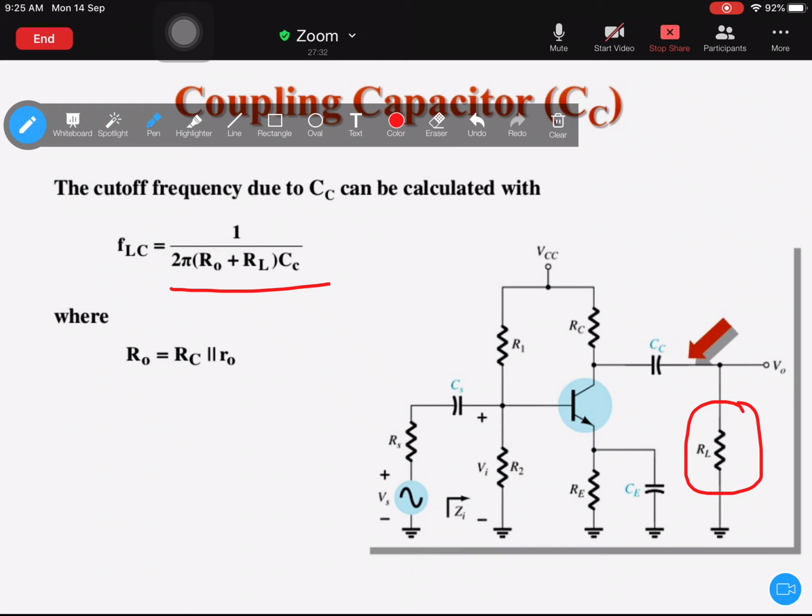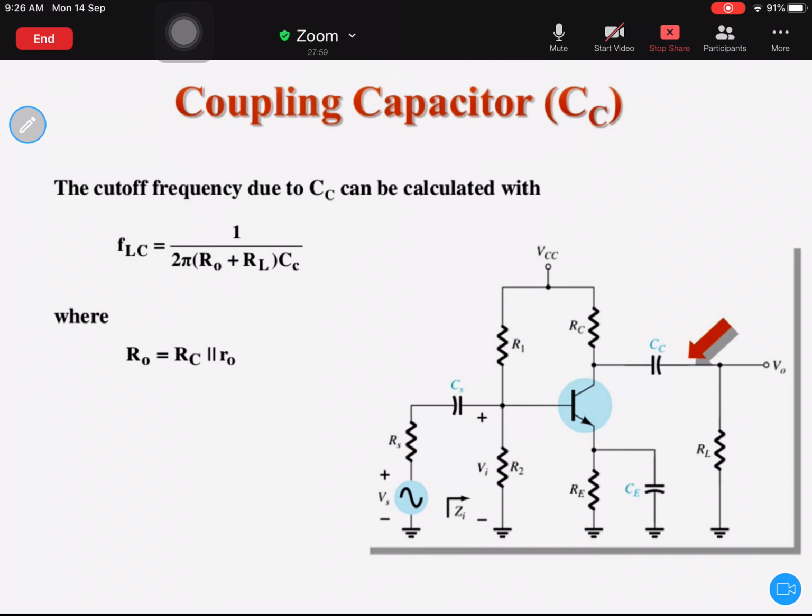This is the cutoff frequency with only one capacitor, which is the coupling capacitor. You are only considering its effect. You are not considering any other capacitor's effect, not due to this capacitor or this capacitor. You are only considering the effect due to this capacitor. And when you are considering the effect of only CC, the FLC value is the lower cutoff frequency value you will be getting.